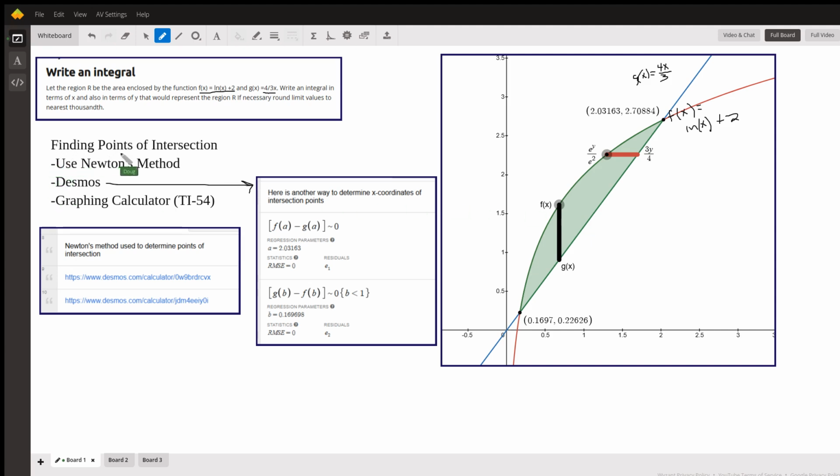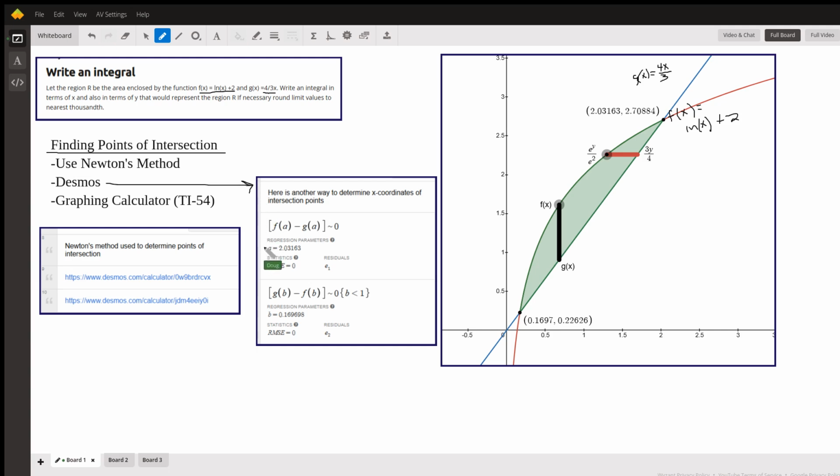The difficult part of the problem is actually finding the points of intersection of these two curves. There's a few ways to do that. You could use Newton's method, which I'm going to show you a picture of on the next board. If you visit this graph later, you can click on these links to see how Newton's method was used.